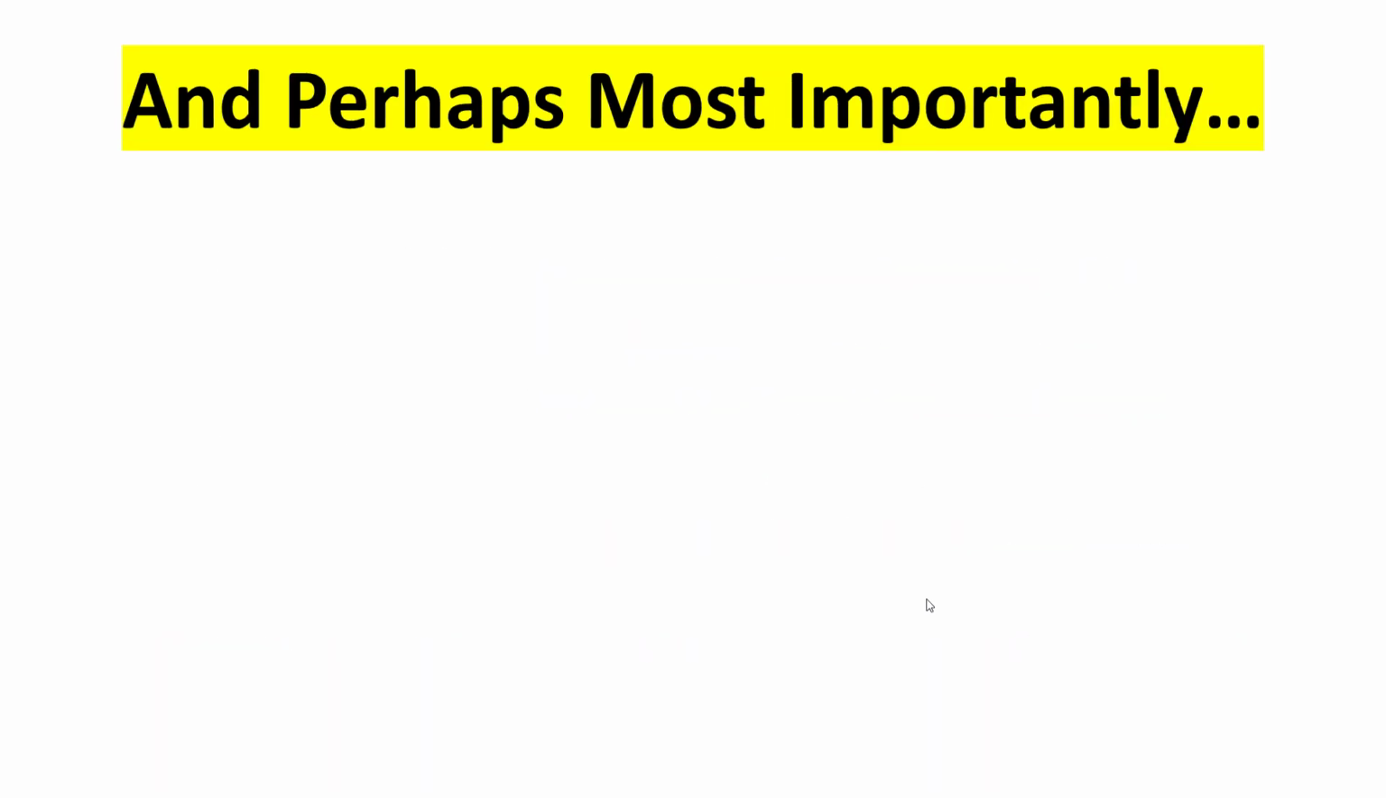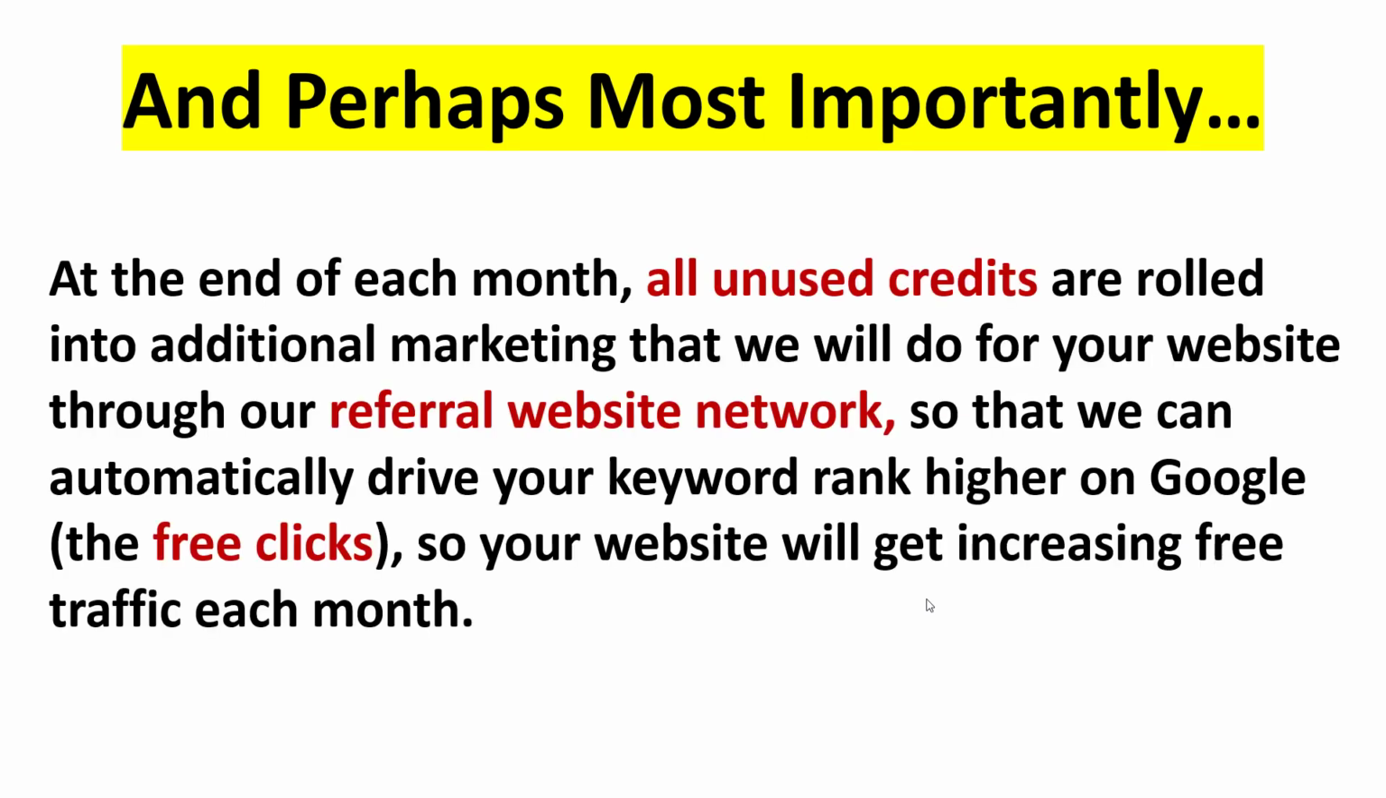So perhaps most importantly, at the end of each month, remember what I said? It said up to. Well, all unused credits are rolled into what? Additional marketing that we will do for your website through our referral website network so that we can automatically drive your keyword rank higher on Google for all those free clicks. So your website will get increasing free traffic each month. So what did that mean?